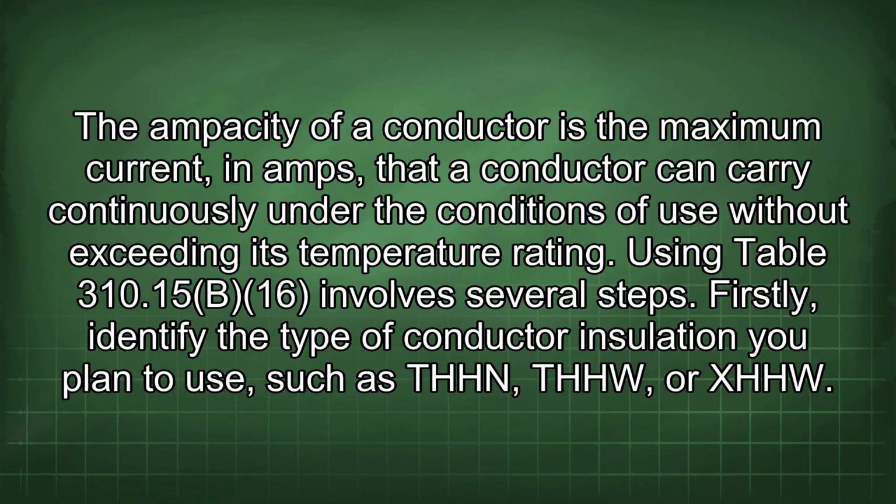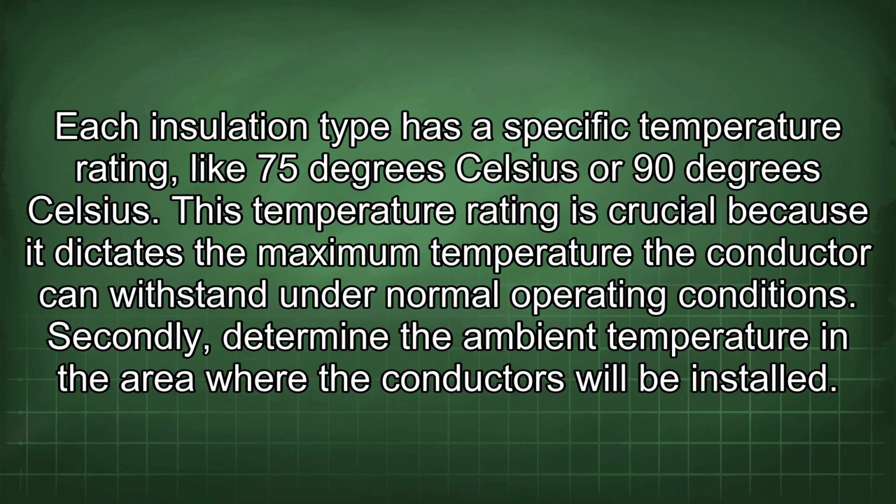Using Table 310.15(B)(16) involves several steps. Firstly, identify the type of conductor insulation you plan to use, such as THHN, THHW, or XHHW. Each insulation type has a specific temperature rating, like 75 degrees Celsius or 90 degrees Celsius. This temperature rating is crucial because it dictates the maximum temperature the conductor can withstand under normal operating conditions.